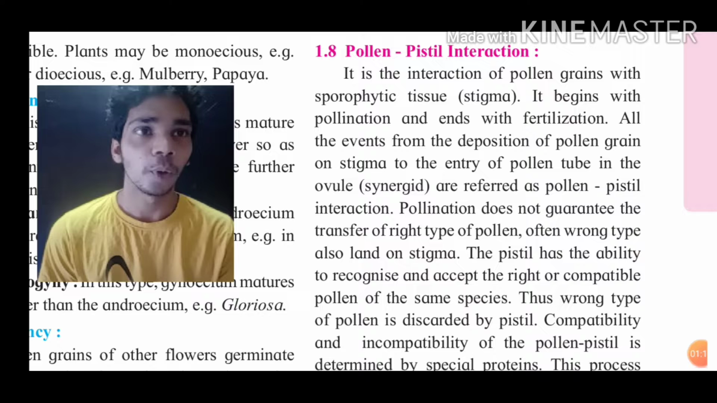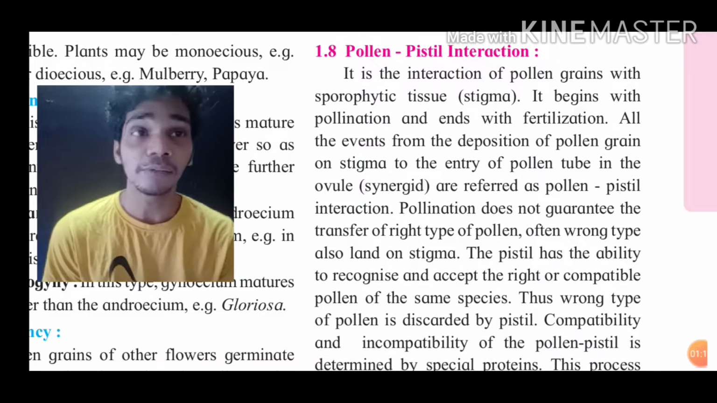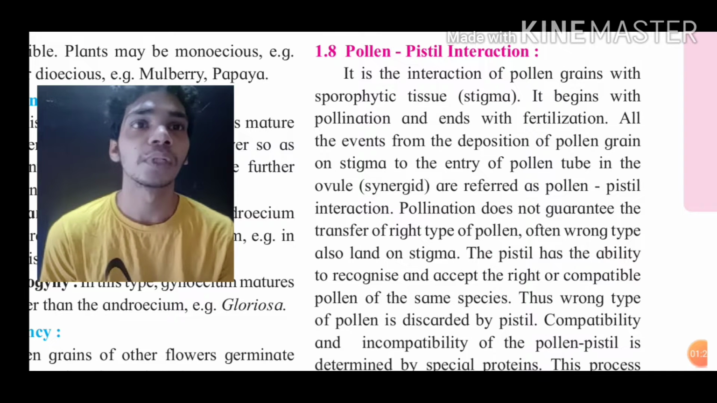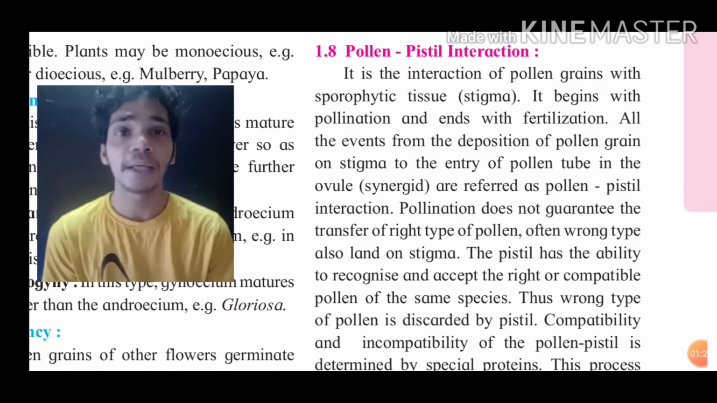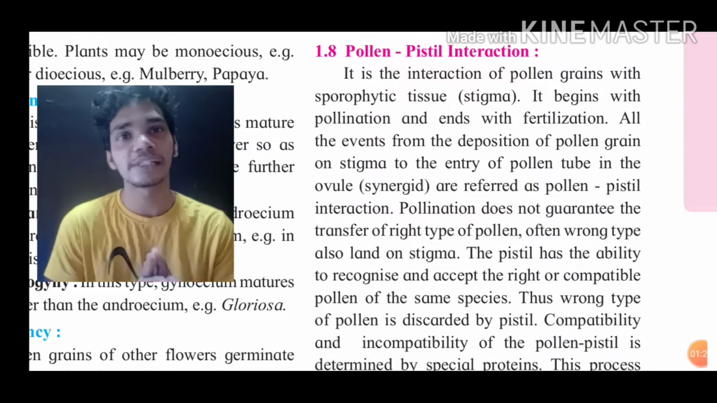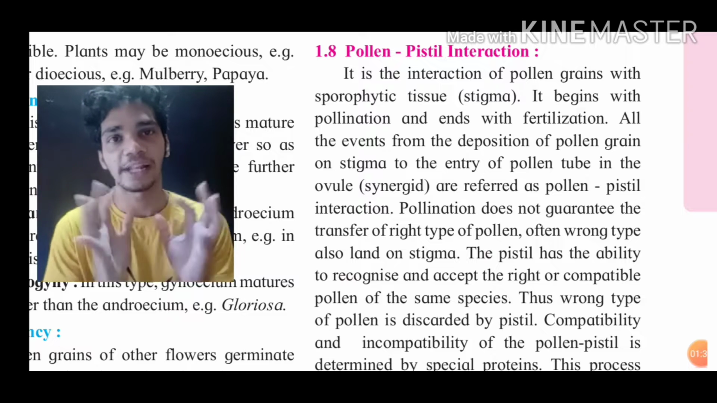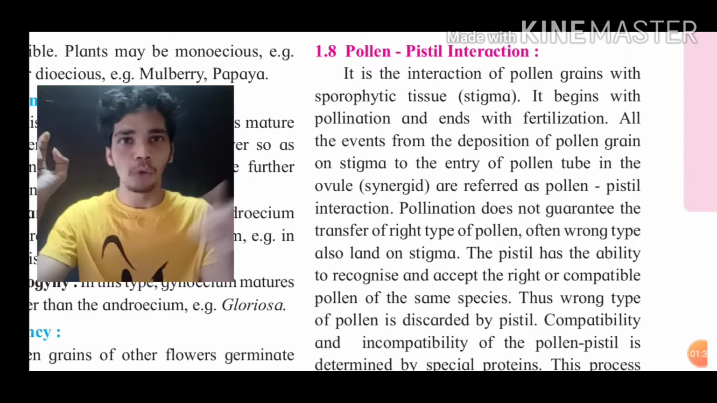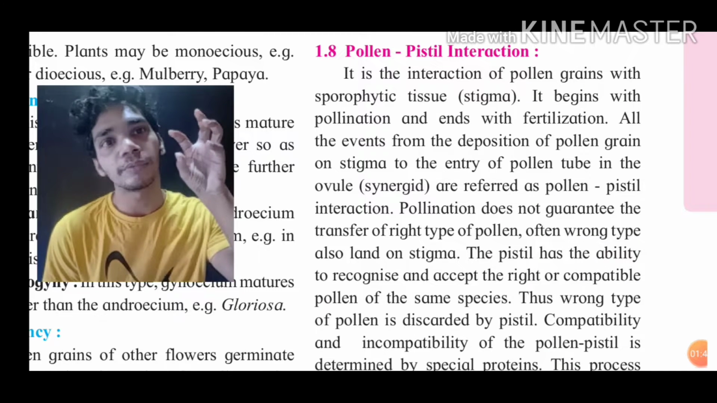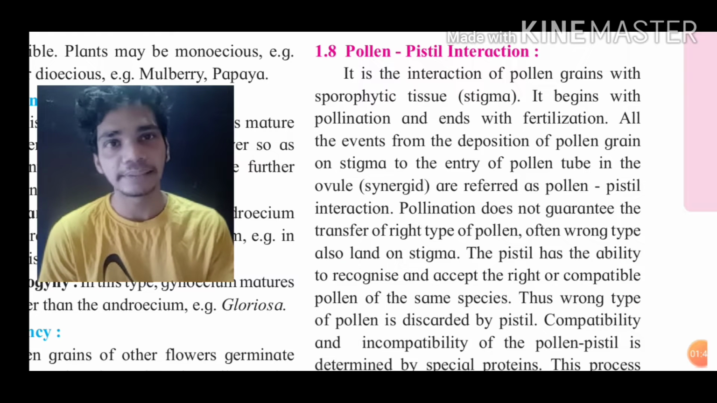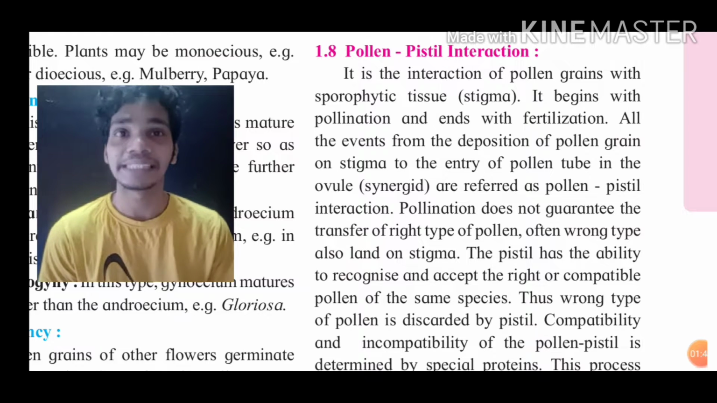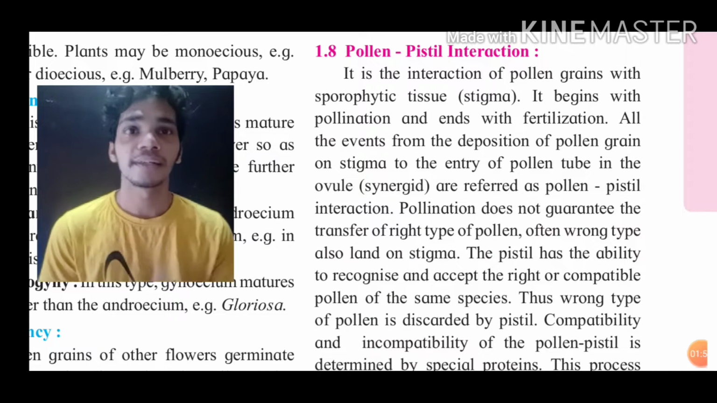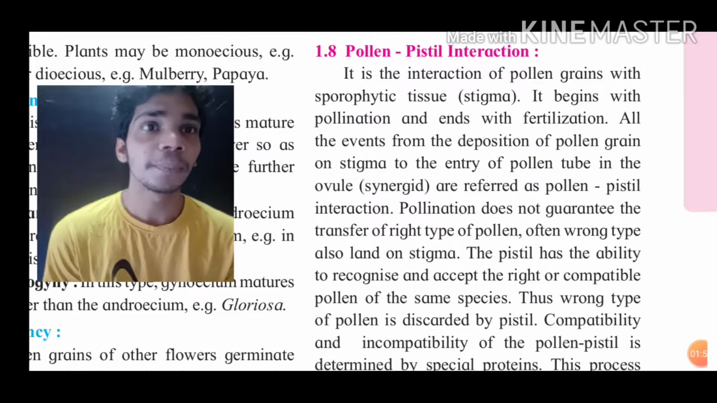All the events from the deposition of the pollen grains on the stigma to the entry of the pollen tube in the ovule, that is the synergids we are going to talk about, are referred to as the pollen pistil interaction. Why is the word synergids mentioned? Because in an earlier lecture we understood that synergids have a filiform apparatus, a hair-like projection, which guides the pollen tube after piercing the ovary structure. So the filiform apparatus of the synergids guides the pollen tube to enter and fertilize the egg cell. That's why the word synergid is mentioned. So these events are referred to as the pollen pistil interaction.